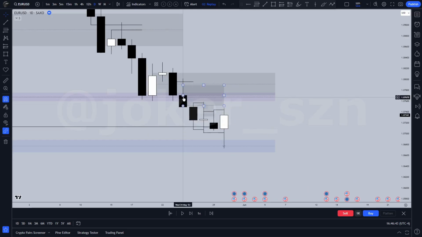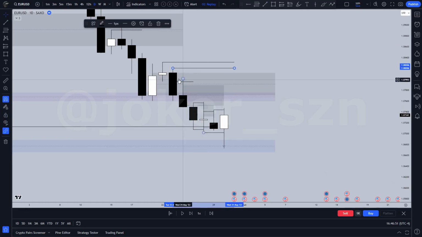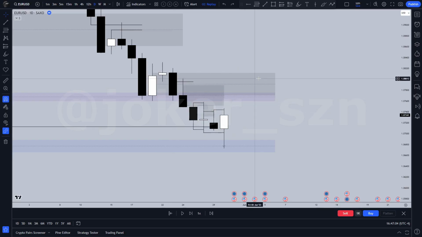As you can see, we have quite some previous day's highs here, right? We have this previous day high, we have this daily high, as well as those daily highs here, right? Which have been getting swept, but we still have lots of buy side liquidity resting here, right?